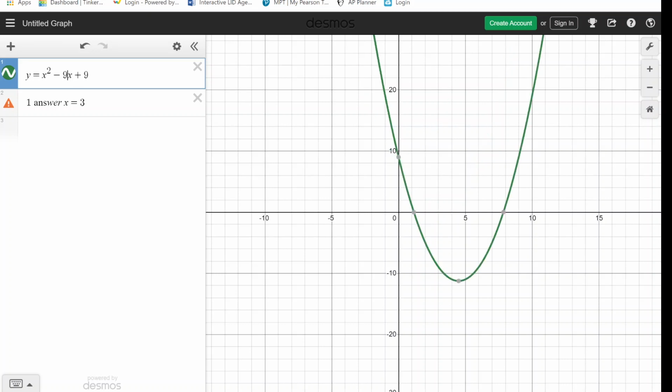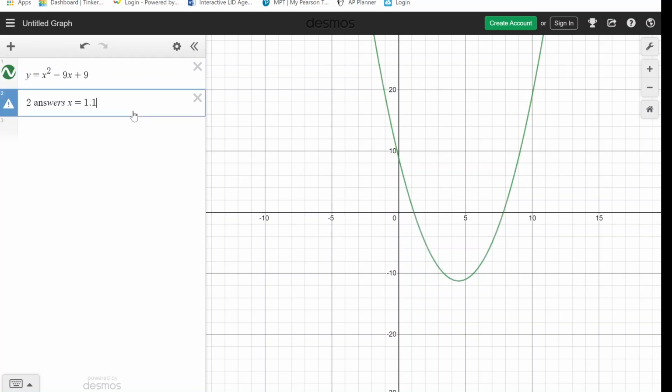So I just changed this to a 9. If I look at this now, I do have 2 answers. I have one here and one here. And so I'd have 2 answers. X equals, what is this point? It's some janky garbage.